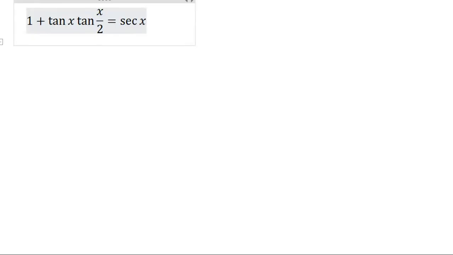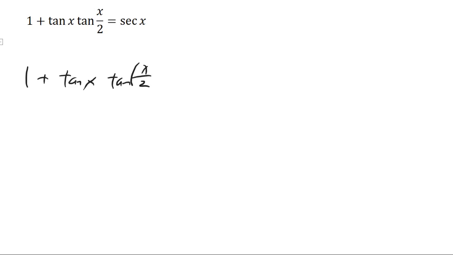Next, 1 plus tangent x times tangent of x over 2 is secant x. Again, let's probably start from the left-hand side, go to the right-hand side. We can kind of simplify the left-hand side. I would not know how to start from secant x going to 1 plus tangent x times tangent of x over 2. Okay, so left-hand side, let's write it one more time. Tangent of x over 2. Maybe put some parentheses to make things a little clearer as to what's the argument. Equals. So how can we approach this one?